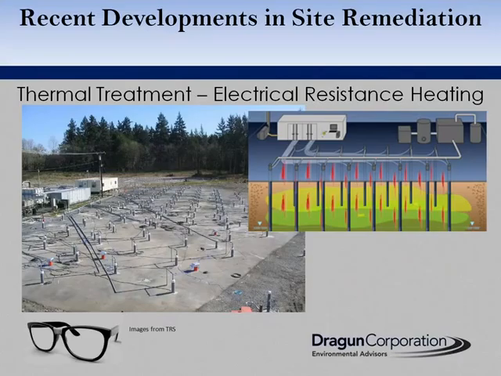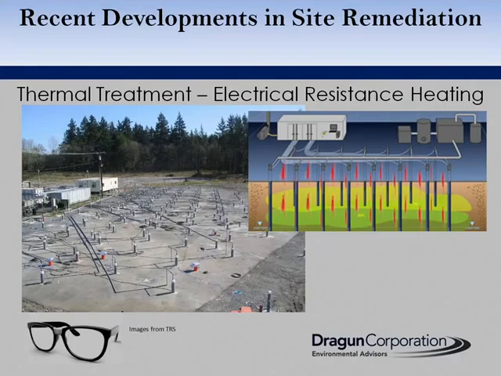Another method that is starting to gain some traction in treating source areas is thermal treatment. The example I'm showing here is electrical resistance heating. In this technology, they put electrodes into the ground. You can see them in the picture here on the left. The electricity is conducted between the electrodes through the soil. As the electricity passes through, the resistance of the soil heats the soil and drives off volatile contaminants. It's typically paired with SVE, and then the SVE is used to capture the contaminants and then treat them and discharge them at the surface.